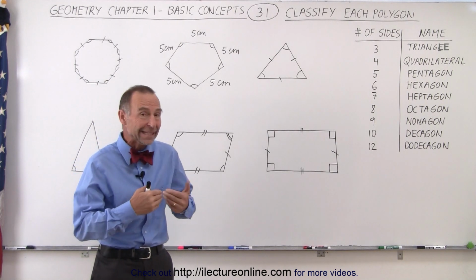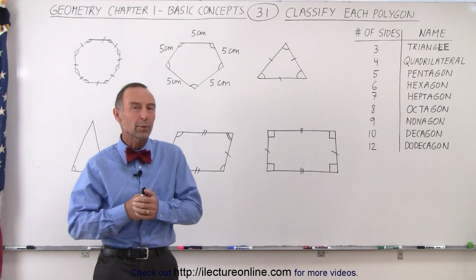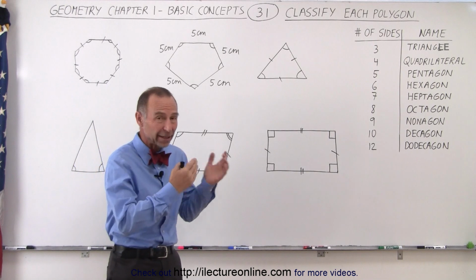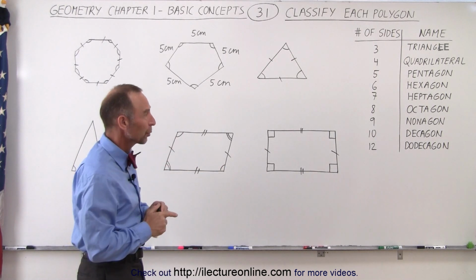Polygons are also classified by name according to the number of sides that they have, as well as whether or not they're equiangular or equilateral, or if they're regular polygons. So let's take a look at these and see if we can classify them accordingly.